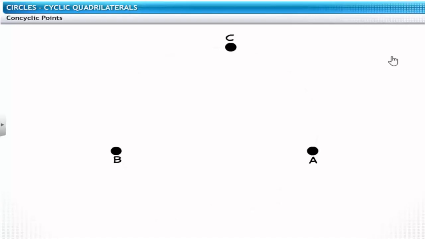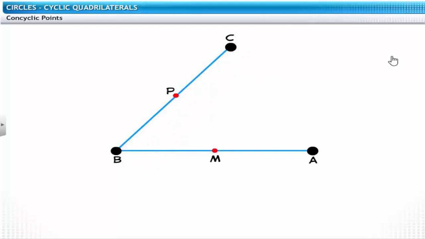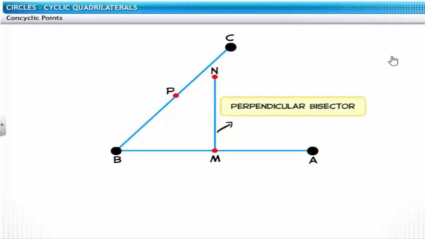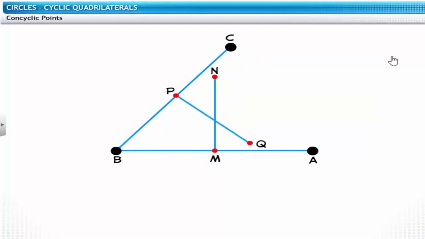Okay, let us begin with the construction. First, let us join AB and BC. Next, let us mark the midpoints of AB at M and BC at P. Now, let us draw a perpendicular at M. What does this line MN represent? MN is the perpendicular bisector of AB. Now, let us draw a perpendicular at P. Here PQ is the perpendicular bisector of BC.